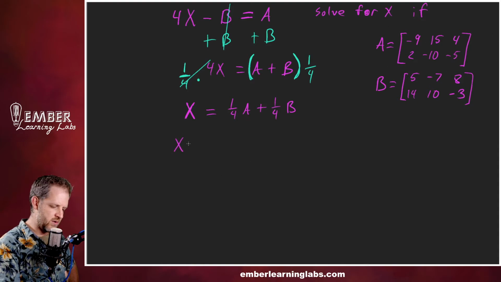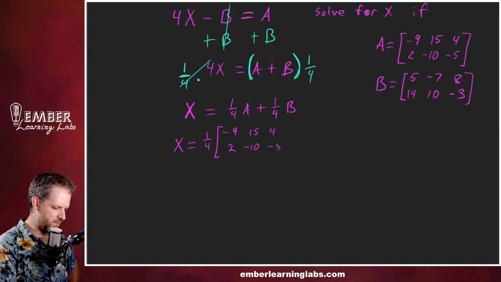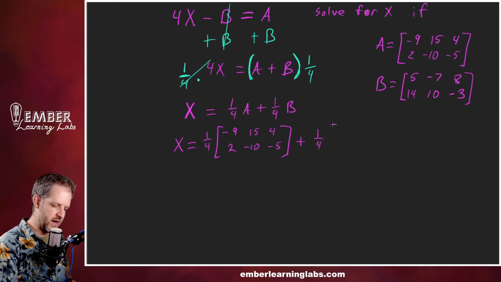So x equals 1/4 times the matrix -9, 15, 4, 2, -10, -5, plus, right? Yes, plus 1/4 times the matrix 5, -7, 8, 14, 10, -3.